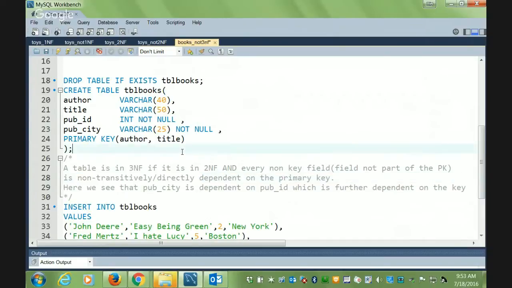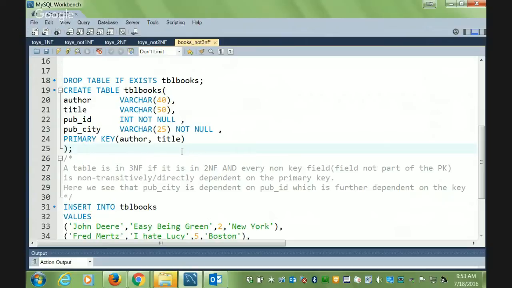So what am I saying? A table is in the third normal form if, A, it is in the second normal form. We're already there. That's done. And there is another condition attached to it: every non-key field is directly dependent upon the key. It's not indirectly dependent.